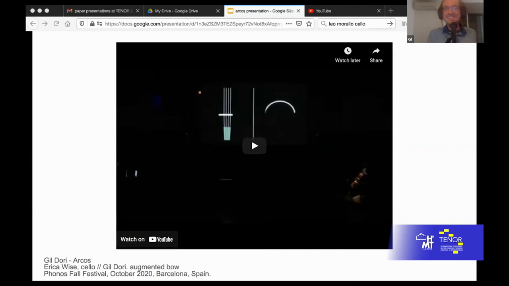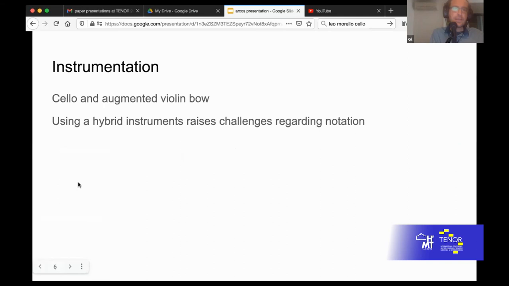I actually want to start with the instrumentation, because it's important for both the compositional ideas and the actual use of real-time graphic notation. It's written for a cello and an augmented violin bow. The augmented violin bow is just a violin bow that I modified with an LED and a contact mic. I will explain about it later, but I didn't have a better name than an augmented violin bow.